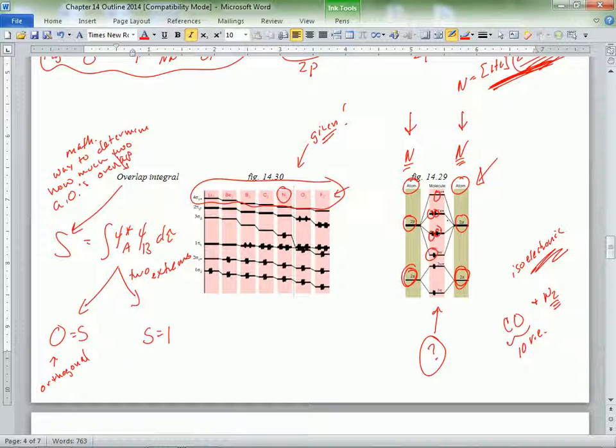For example, if I compared F2 and F2 plus, which one would have a shorter bond? In other words, if I compare F2 and F2 plus, what's the difference between the two in the first place? Yeah, one. I lost an electron in the F2 plus.